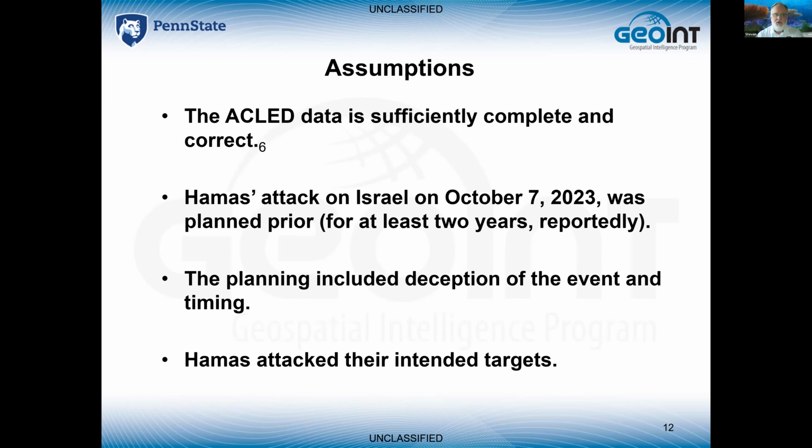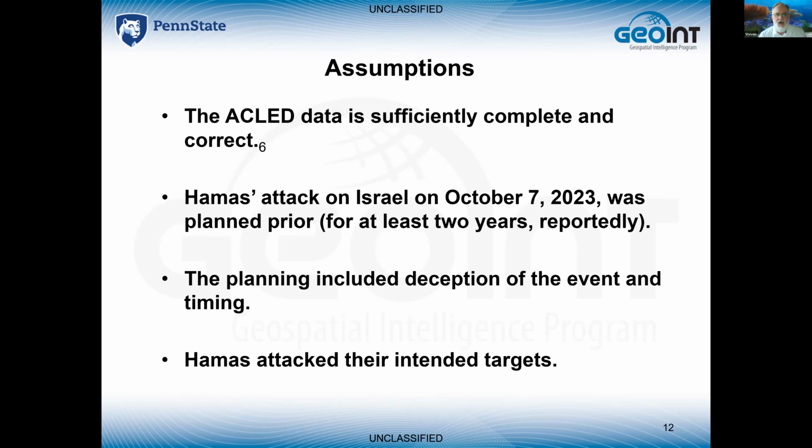There are several assumptions, of course. ACLED data is your Armed Conflict Location and Event Data. That's what I'm using. The assumption is it's sufficiently complete and correct, relying on that. And let me just say that a lot of that data comes from the news. The source is listed there, the news sources.